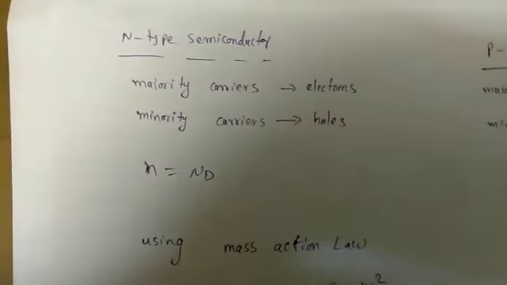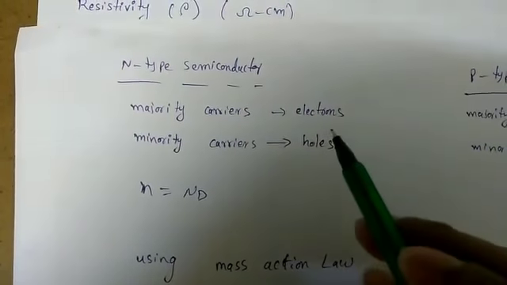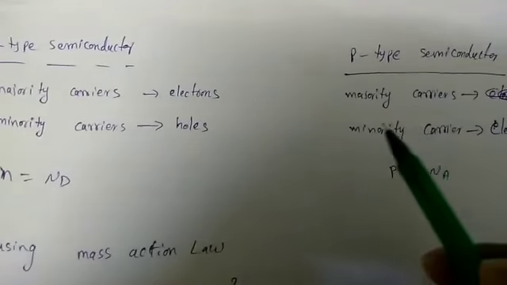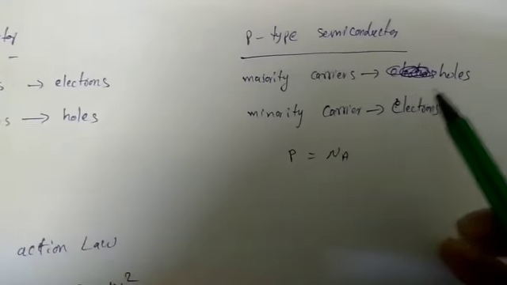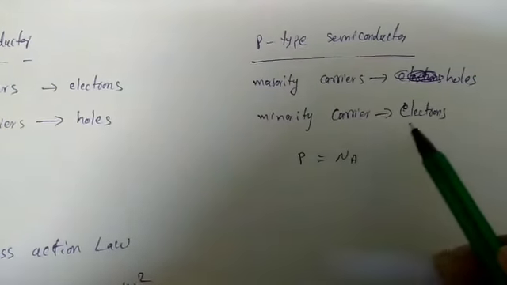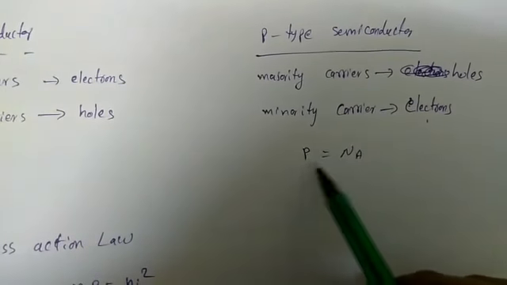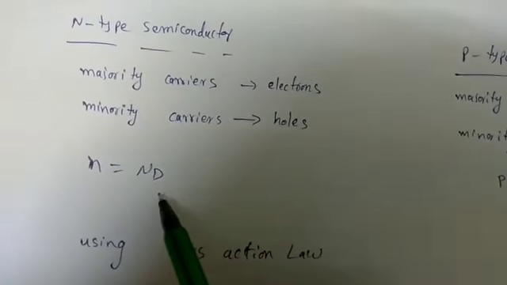Next concept we have to take is n-type semiconductor. In n-type semiconductor, what are the majority carriers? Generally electrons. Minority carriers are holes. Similarly, majority carriers in p-type semiconductor are holes. Minority carriers are electrons. The notations: majority is p, holes, so it is the acceptor concentration. Similarly, for n-type, it is Nd.